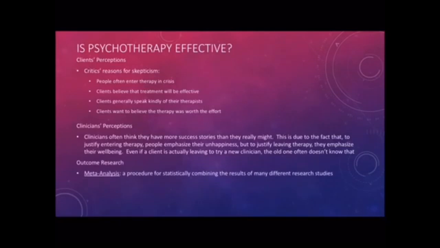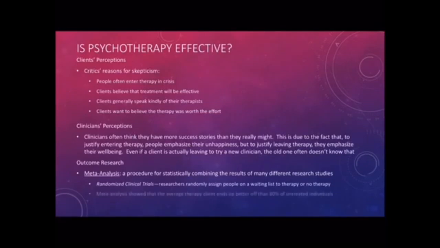Meta-analysis is kind of like the eclectic approach, where we're collecting a bunch of different information from different research studies, and then we run a statistical analysis on the overall outcomes. So we use randomized clinical trials where we randomly assign people on a waiting list to either getting therapy or not having therapy. So there's your experimental versus control groups. And meta-analysis showed that the average therapy client ends up better off than 80% of people who were untreated.